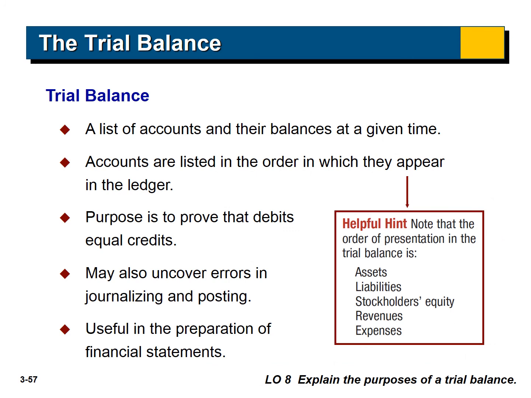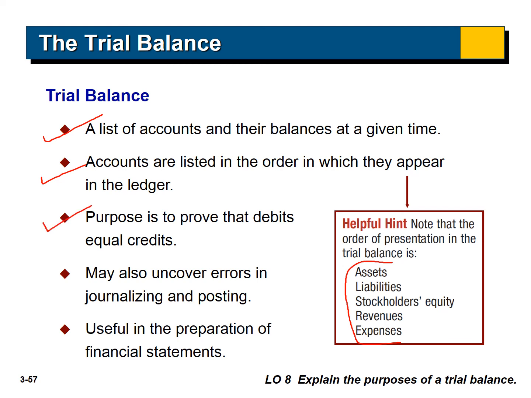The last step that we're talking about in chapter 3 is the trial balance. And that is just a list of the accounts and their balances at a given time, normally at the end of the month, a quarter, or year. And the accounts are listed in order in which they appear in the ledger. And look at this hint. Normally in the trial balance, they're listed in this order: assets, liabilities, stockholders' equity, revenues, and expenses.